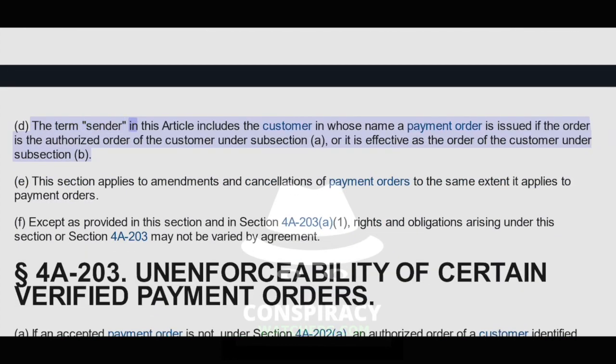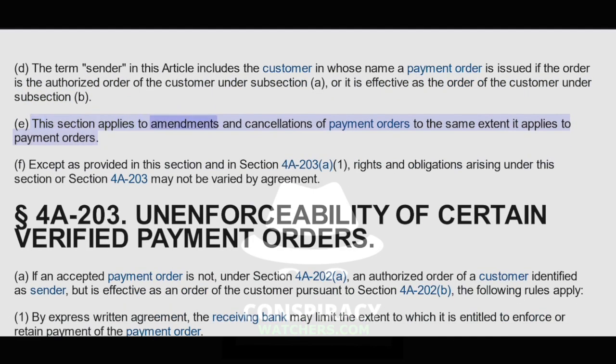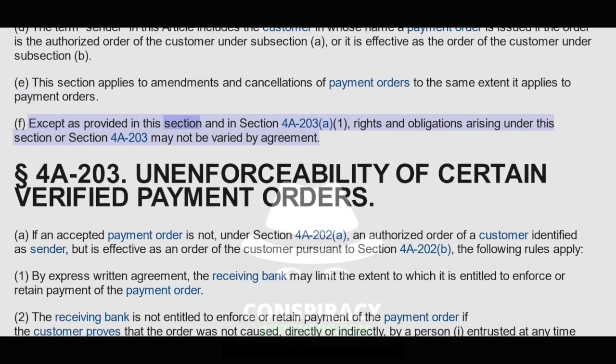The term sender in this article includes the customer in whose name a payment order is issued if the order is the authorized order of the customer under subsection, or it is effective as the order of the customer under subsection. This section applies to amendments and cancellations of payment orders to the same extent it applies to payment orders. Except as provided in this section and in Section 4A203, rights and obligations arising under this section or Section 4A203 may not be varied by agreement.